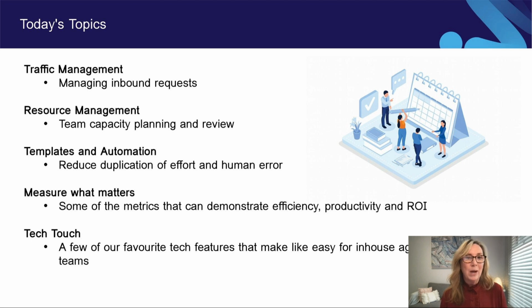We're also going to take a look at templates and automation. So how can we reduce the duplication, double handling of effort and human error that might be there in our teams? What are some of the things we need to measure? What are the data points and the metrics that we can really use to demonstrate efficiency, productivity, and maybe even ROI of our agency team? And last of all, we're going to show you a few of our favorite tech features that our clients love and that help them with their in-house agency teams.